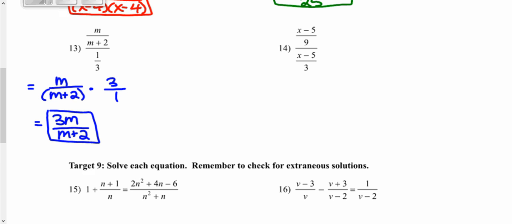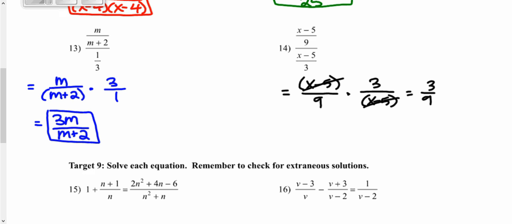And then our final target 8 problem, x minus 5, which I can't factor, over 9. Multiply it by the reciprocal, so 3 over x minus 5. So this one, some stuff does cancel out. So then you have 3 over 9, which we know simplifies to 1 over 3 as our final answer. Always looking for opportunities to simplify.